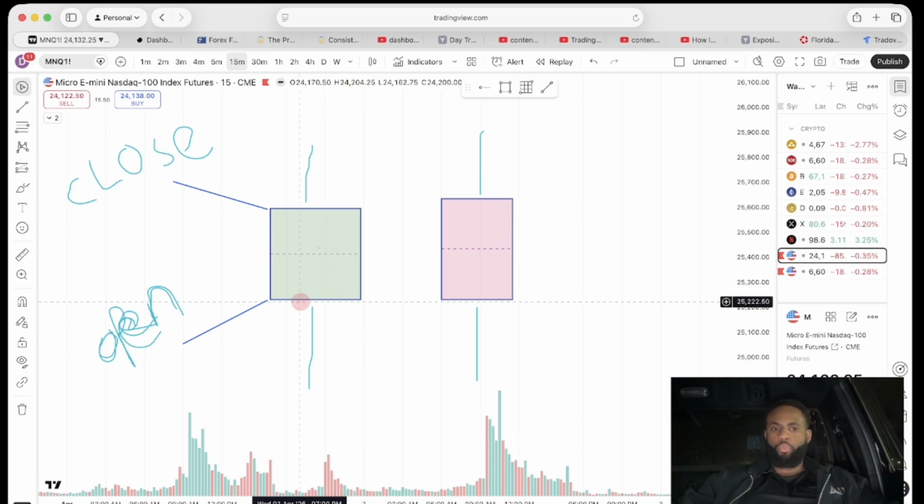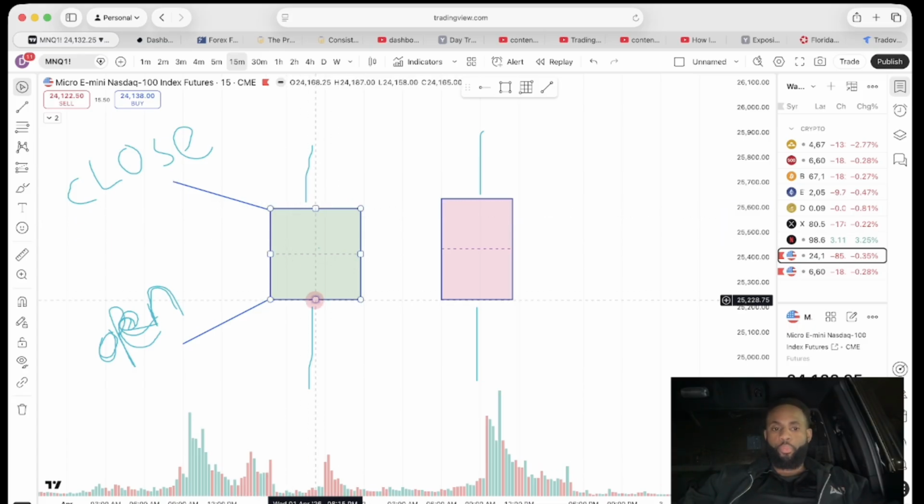So market opened right here. Let's pretend we're on the 15-minute time frame. Market opened right here. Boom. We came all the way down, all the way down. Eventually we came back up, all the way up here. Came back down, boom, 1458, 1459, 15. Boom. The 15-minute candle closes, and it closes right here.